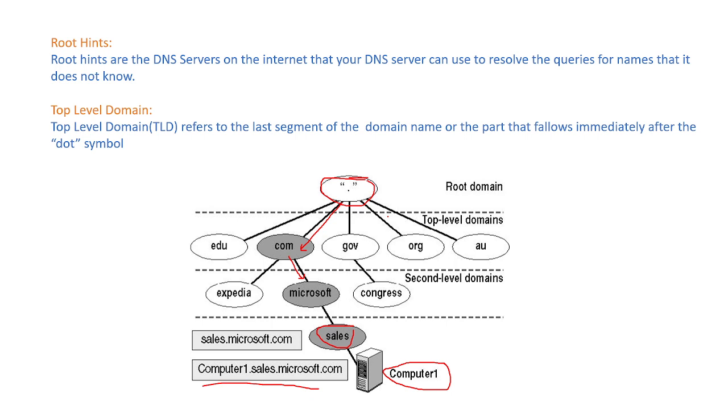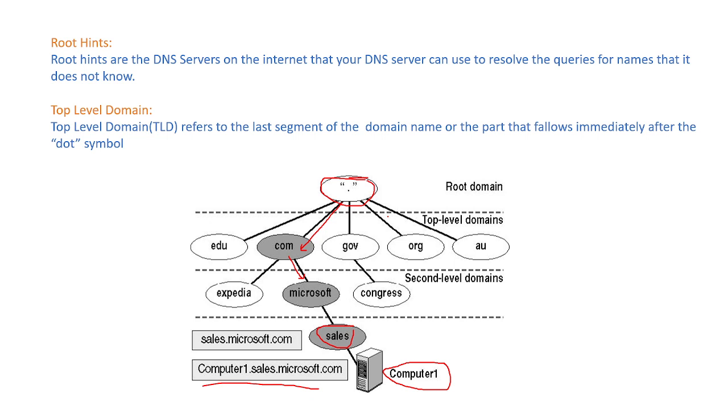Routers means the DNS servers in the internet that your DNS server can use to resolve the queries for the name that it does not know. Say for example, you are inside Microsoft.com, but you are trying to resolve maybe some Sony.com. So that time the forwarder will forward the query to the top level domains. Okay, it will go and check, first what happens: it will type www.server1.sony.com.